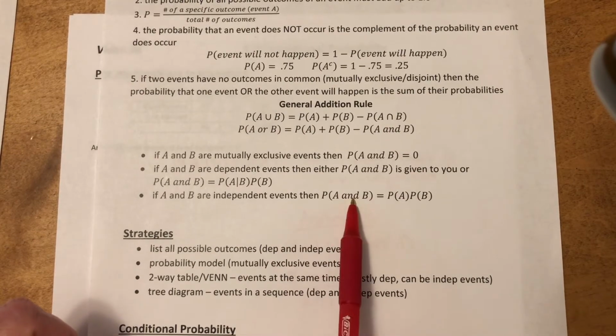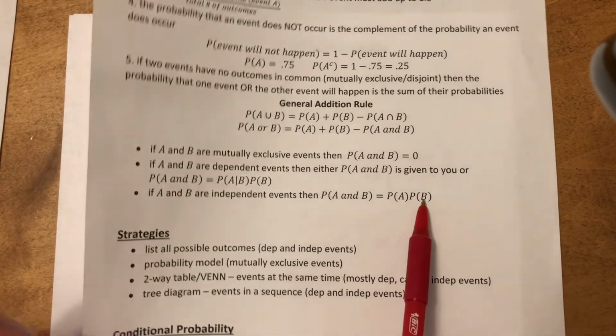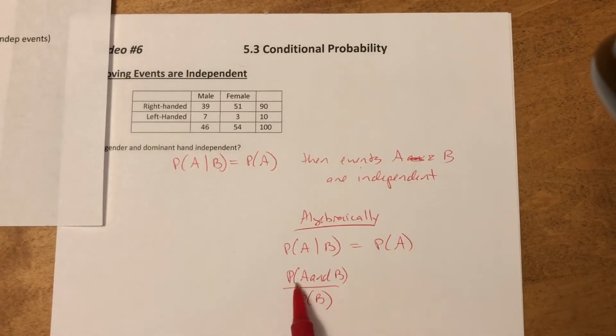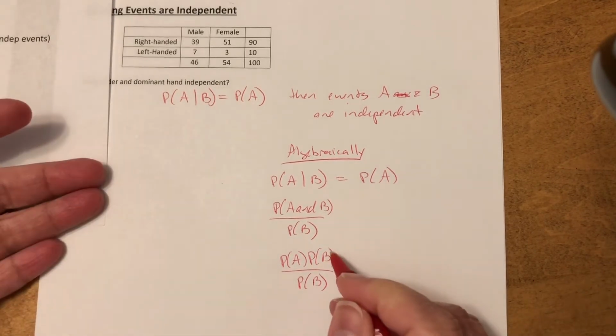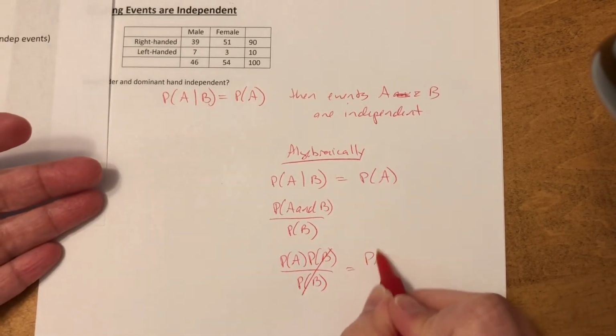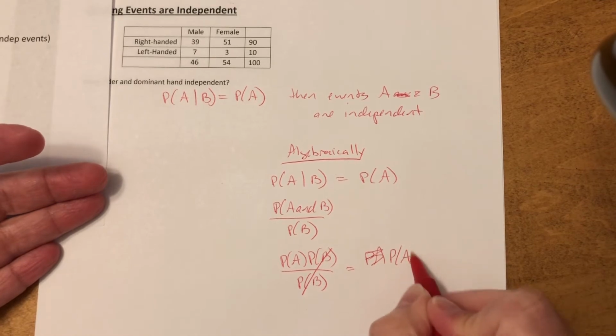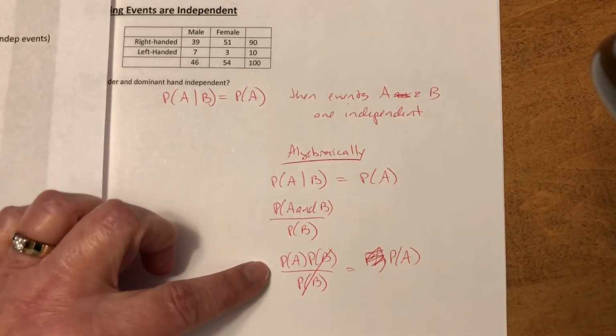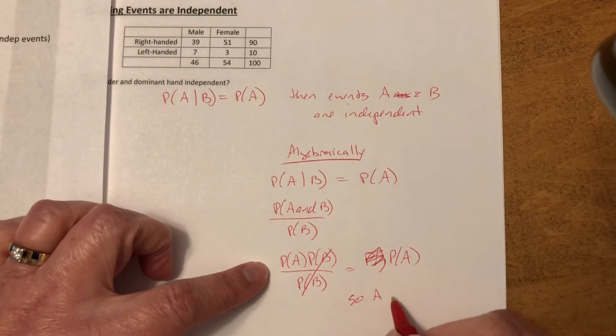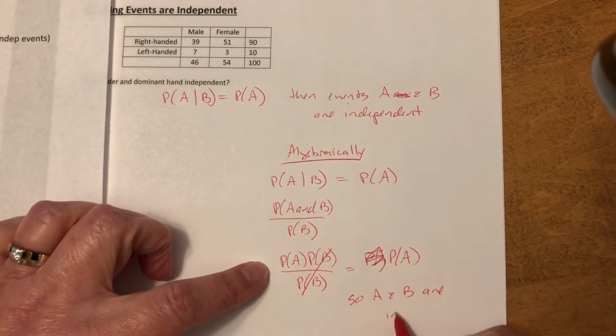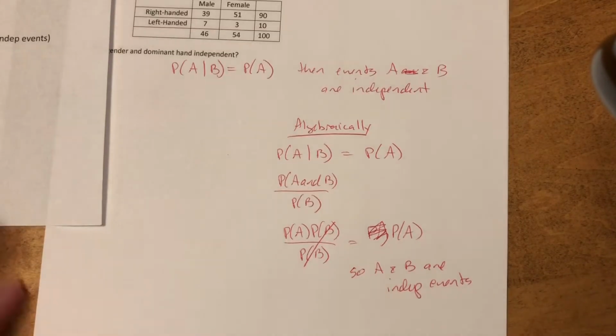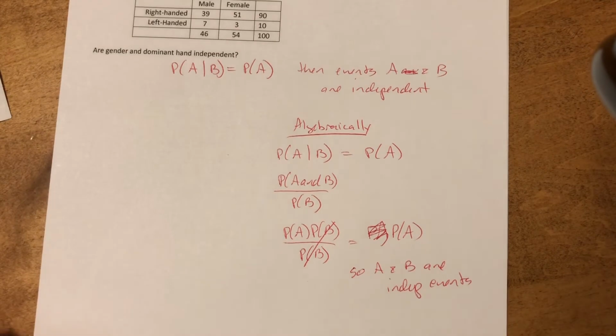then we can calculate the "and" by simply multiplying the probabilities. So if A and B are independent, the probability of A and B is simply the probability of A times the probability of B. Well, if I divide that by the probability of B, algebraically these cancel. So of course it'll equal the probability of A if A and B are independent. So A and B are independent events, which means there's no relationship, no association between the events. So that's how I think about it algebraically.